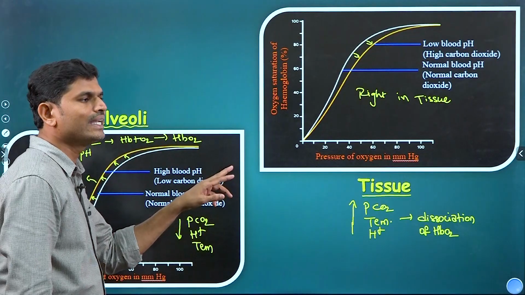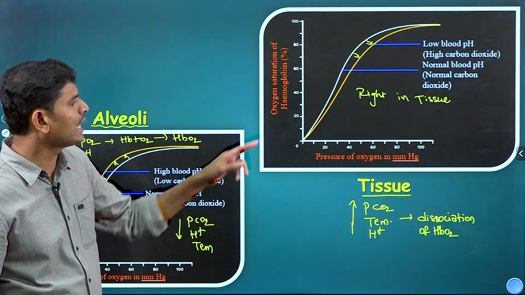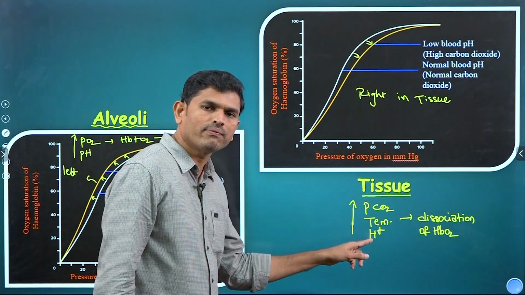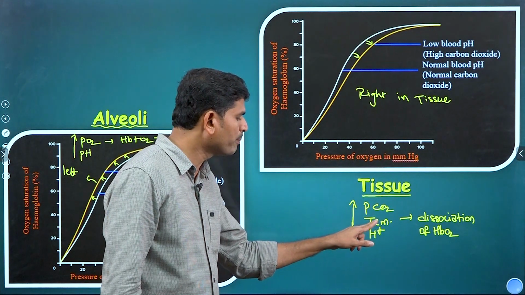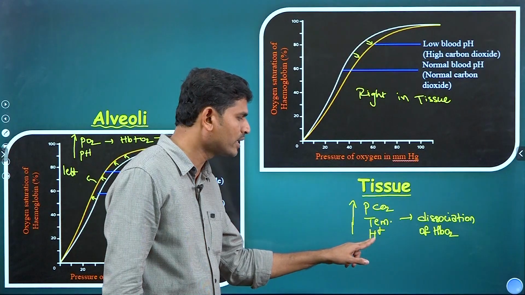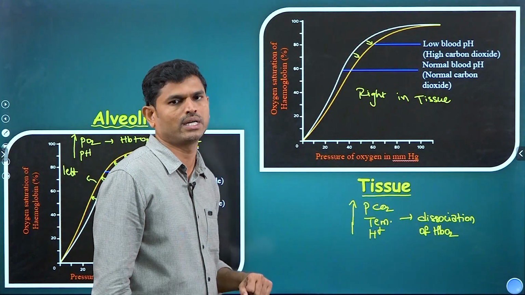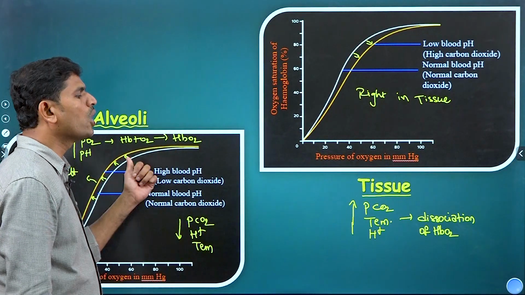This indicates Bohr's effect at tissues. What is Bohr's effect? The effect of PCO2, temperature and H plus ion concentration on the dissociation of HbO2. That is only Bohr's effect. And opposite to this one is the Haldane effect.